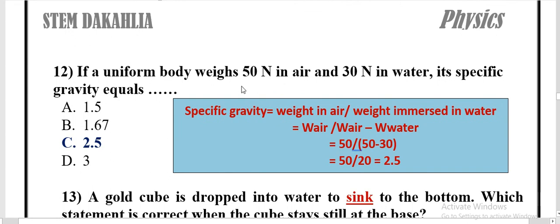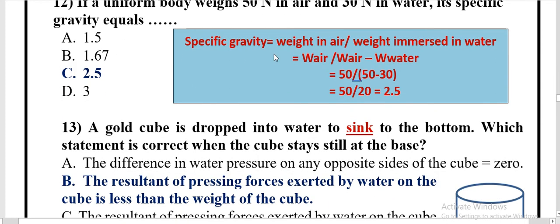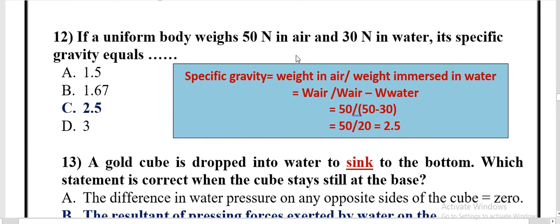Number 12. If a uniform body weighs 50 Newton in air and 30 Newton in water, its specific gravity equals the weight in air over the weight in air minus the weight immersed in water. So it will equal 50 over 50 minus 30, which equals 2.5. Specific gravity doesn't have units.